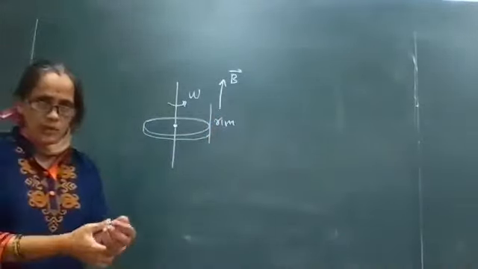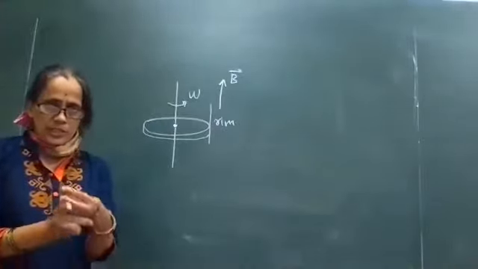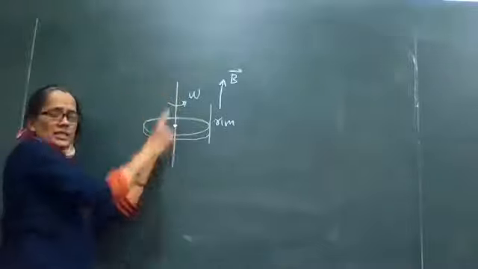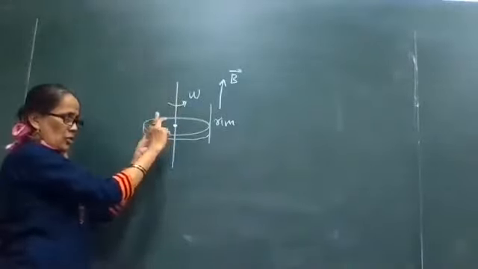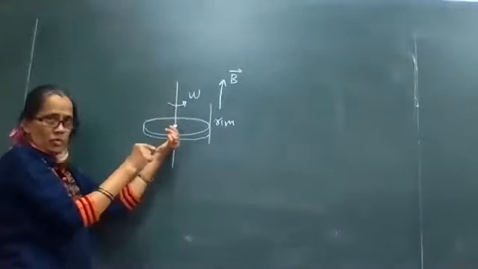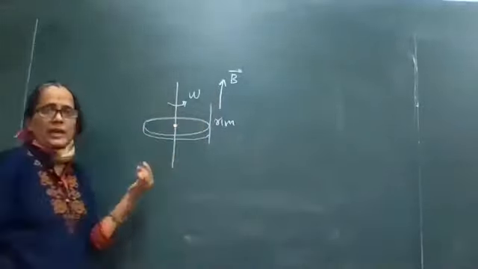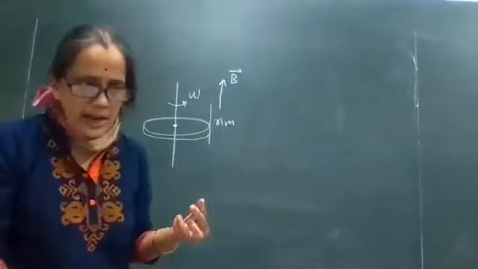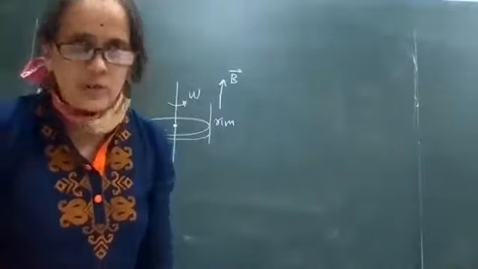Now see here, your disc is, I can say, just like a bangle. This is the bangle. Here is the axis, and your bangle is rotating like this. So the bangle is rotating in this manner, which is perpendicular to the magnetic field. Clear? And at that time, what will be your induced EMF?